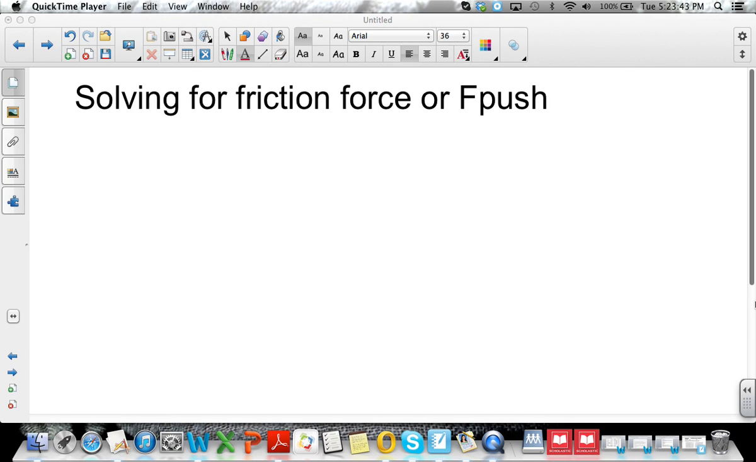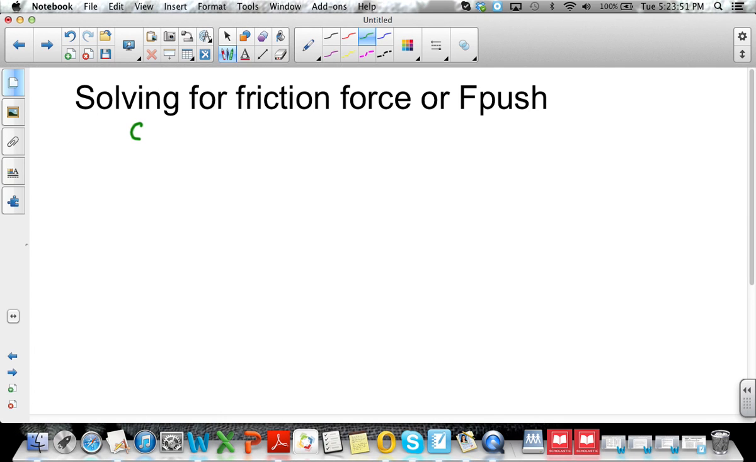Okay, so now we're going to solve for the friction force or the push force. Let's see. They definitely have to give you the coefficient, unless you're working backwards from a net force or something. So they probably will give you the coefficient in the simpler ones, that's how it works. So they'll give you the coefficient and then they'll give you the weight or the mass.